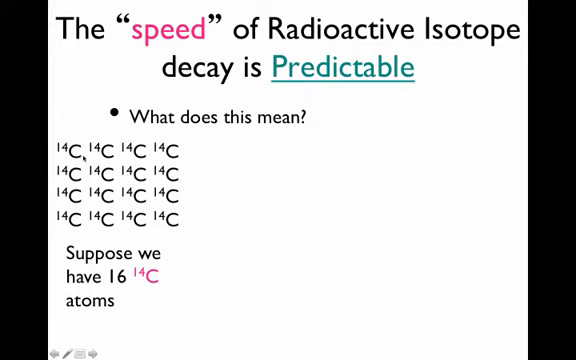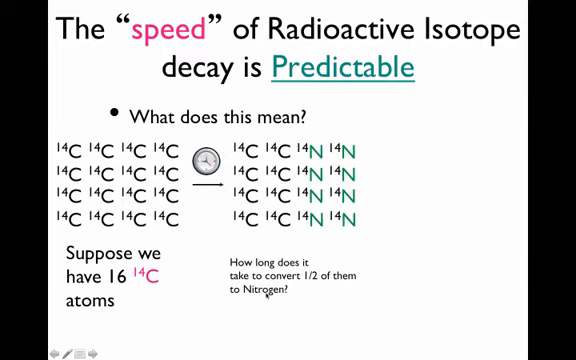So the first question is, how long does it take to convert half of my 16 carbon-14 atoms into nitrogen? And so let's just pretend. It doesn't take an hour, but let's just pretend that it does take an hour. If we start out with 16 carbon-14 atoms, and let's say that it takes 1 hour to convert half of them into nitrogen-14. So here are 8 out of the 16 converted into nitrogen-14.